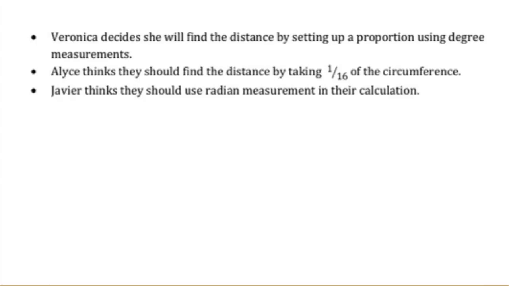Javier thinks they should use radian measurement in their calculation. Since radian is already fractions, he doesn't even have to take the degrees and put them over 360 to figure out the fraction. The radian has already taken care of the fraction for him. So these are the 3 strategies that they're thinking about using. But Javier has a different idea.